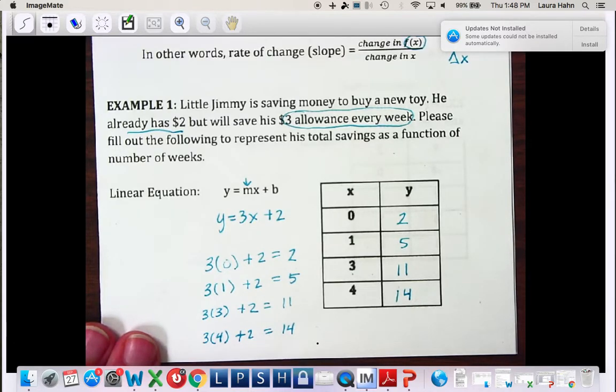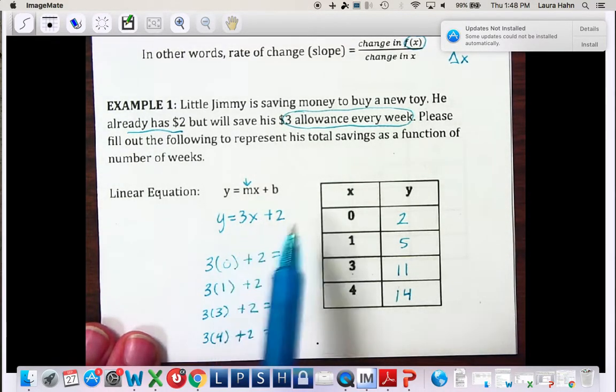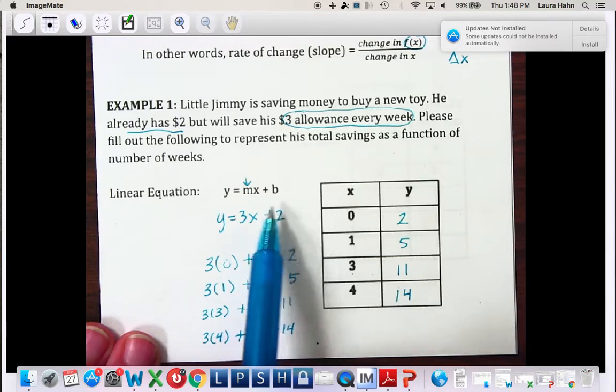I know he's adding to his money $3 every week, so that's how it's constantly changing. That's why it's my slope. I know he started with 2. That's my starting point, my y-intercept.